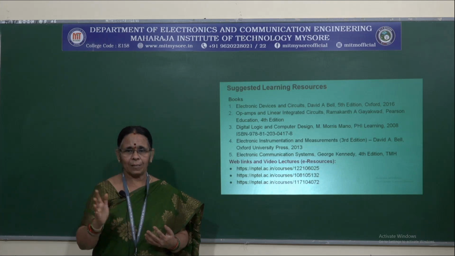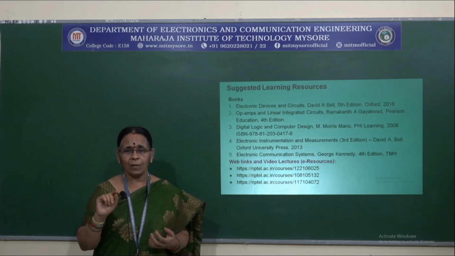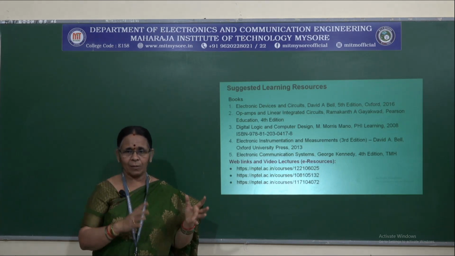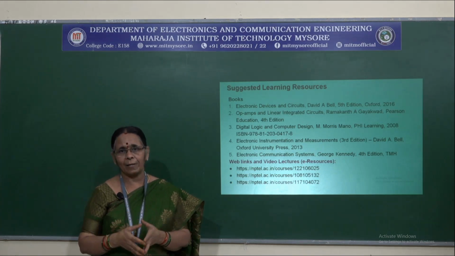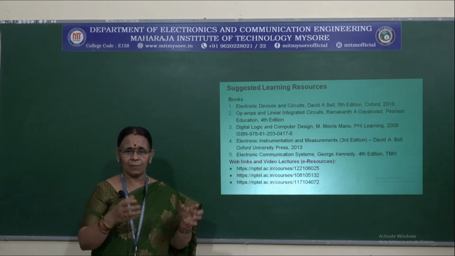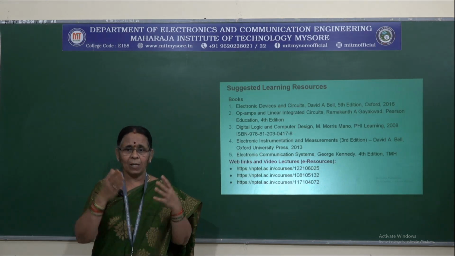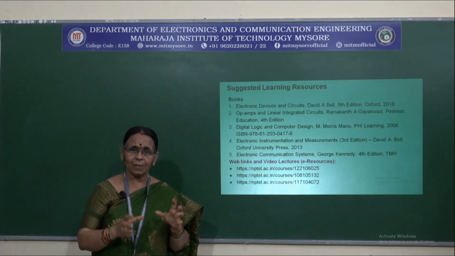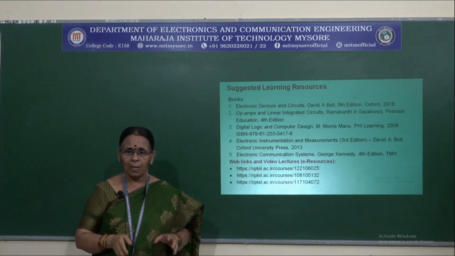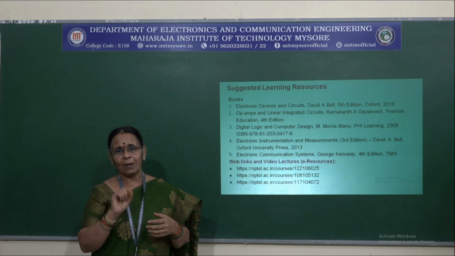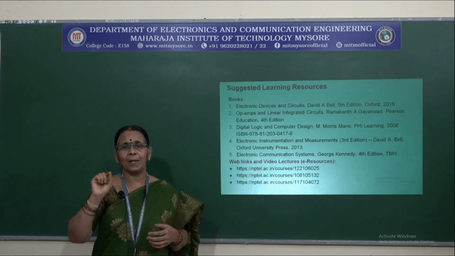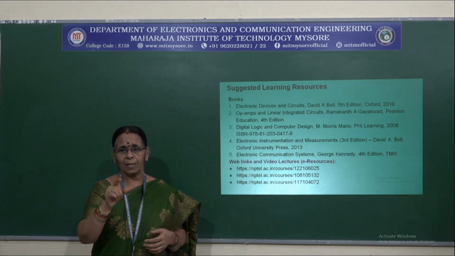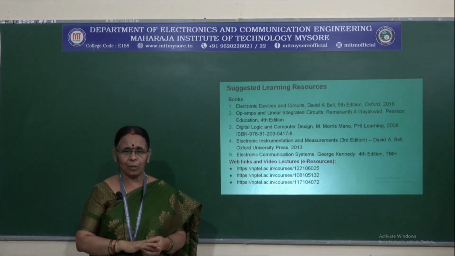It was published in the year 2008. Then Electronic Instrumentation and Measurements by David Abel. Electronic Instrumentation and Measurement is the title of the book, David Abel is the author, Oxford University Press is the publisher, and it was published in the year 2013. Then Electronic Communication System is the title of the book. George Kennedy is the author, and Tata McGraw-Hill are the publishers, and it is the 4th edition book.